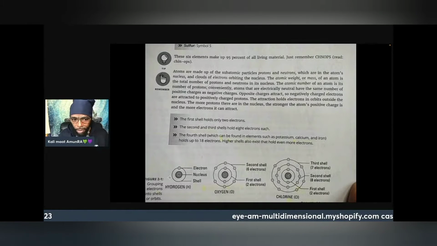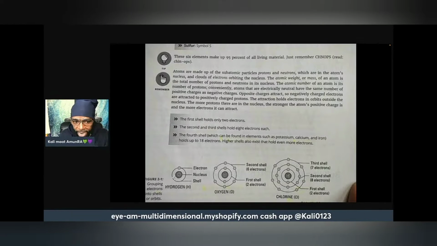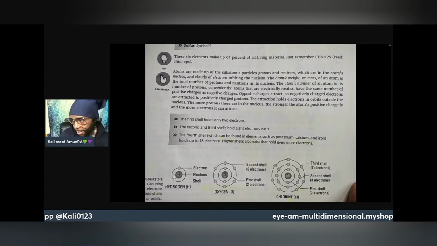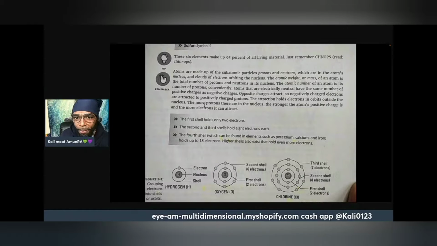See this right here? Look at this one right here. This is hydrogen. I want you to look at this. That's a proton in the middle and one electron. That's neutral. Do you understand? This is neutral and it's conveniently. Now I'm gonna finish reading. I'm gonna drive my point home with this.